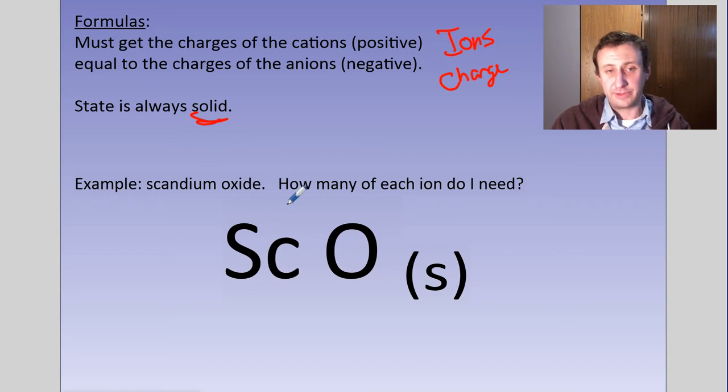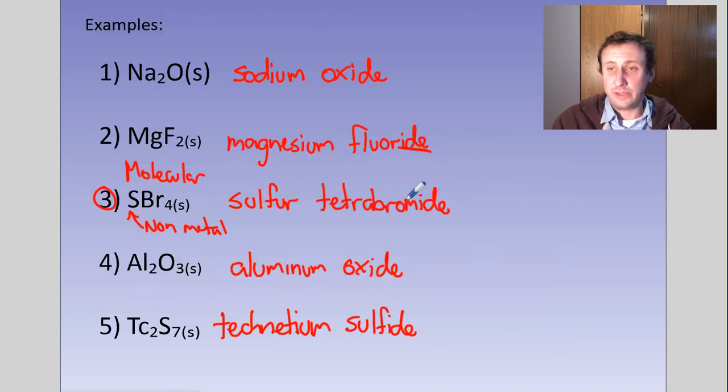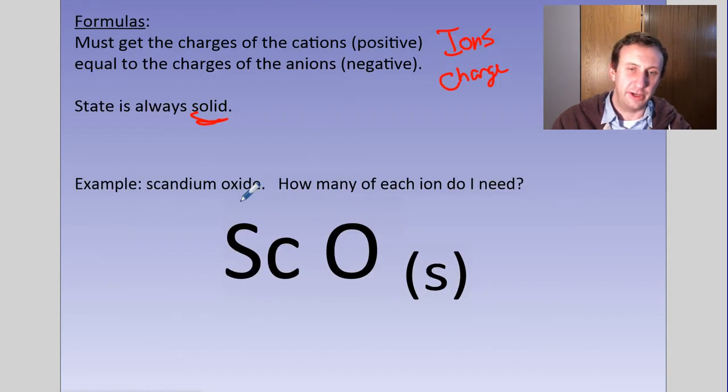So let's take a look at something like scandium oxide and talk about how many ions we would need for each. If I look at scandium, scandium has a charge of 3 positive. That's another thing, looking at the charges on your table. On this table, it's really kind of blurry and hard to see, but it's right there. It's hidden right under the atomic mass. Well, for oxide, it's right here. It's 2 negative. So you have to read the charges off of the periodic table.